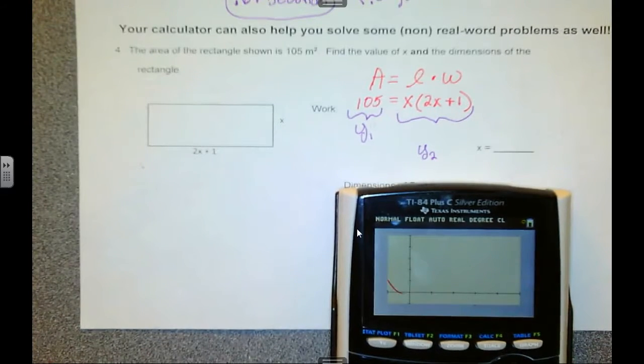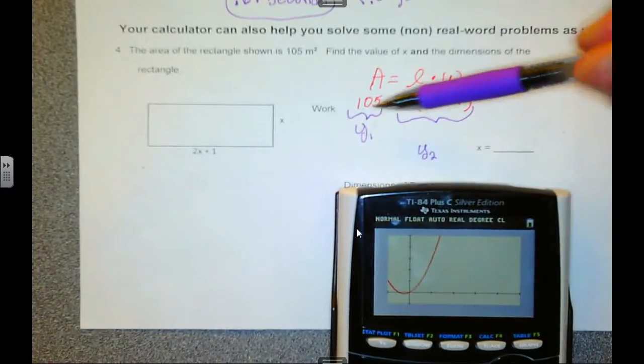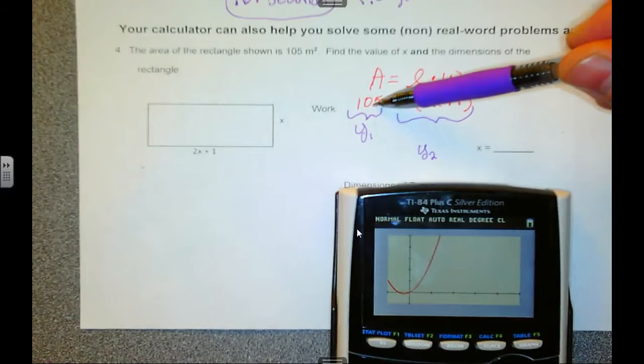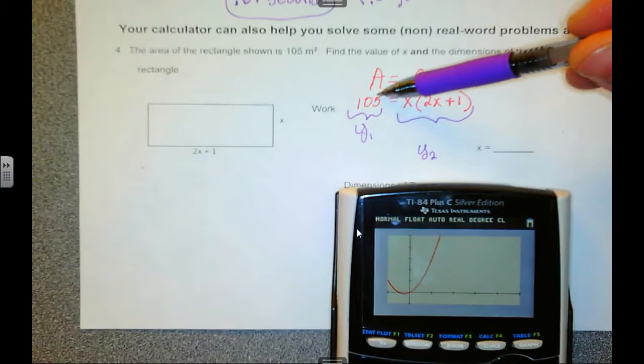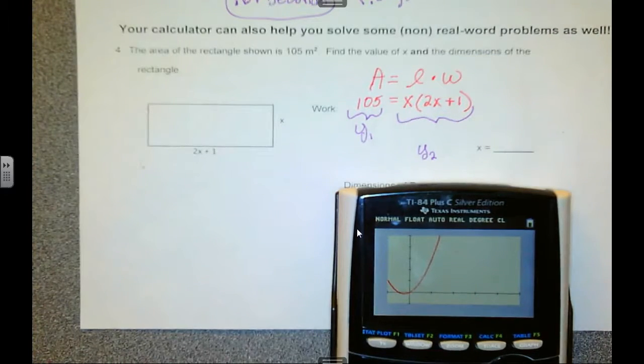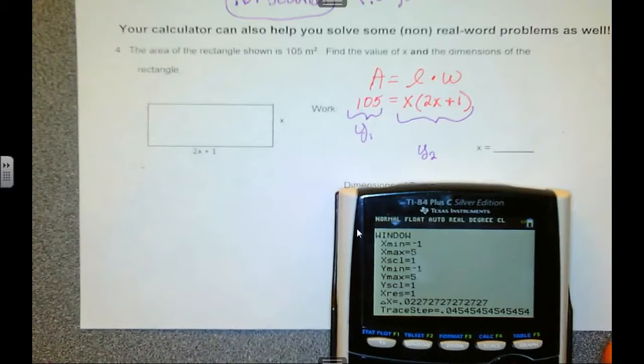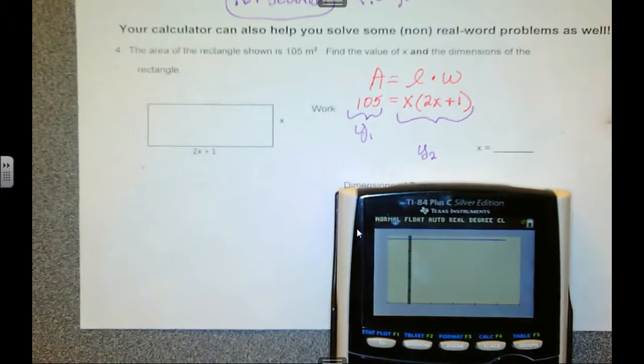Then I'm going to hit graph, and it's out of my window. So I'm going to have to change my window. This is the one that's probably screwing it up. Okay? My y equals 105. I think my y max I put at 5. So I'm going to need to put my y max at around 110 or so. So I'm going to go to my window, go to my y max, and put it at, I don't know, 110. Then graph it.